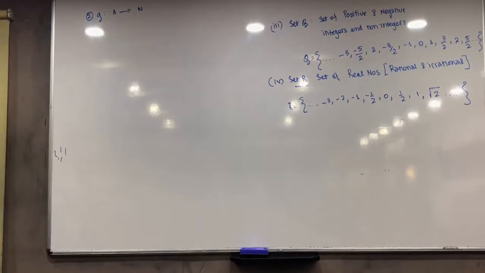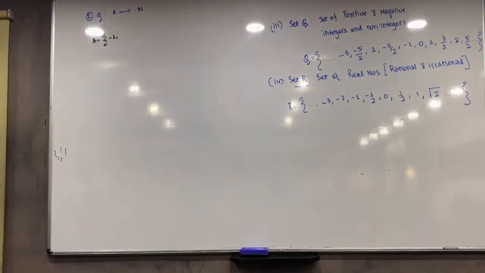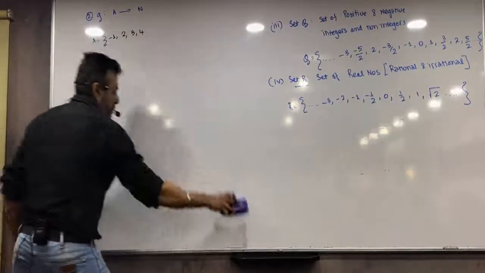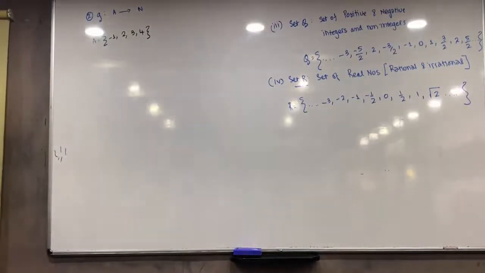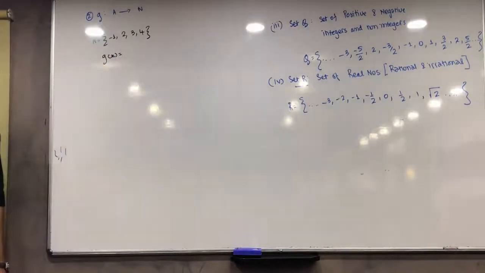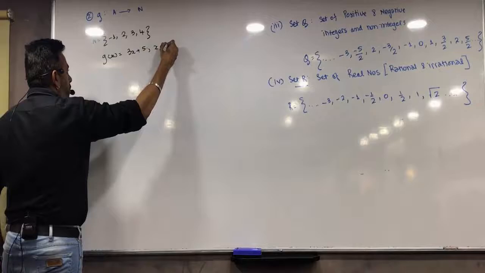Illustration 2. Function g. So g is a function from set A to set N. A is equal to {-1, 2, 3, 4}. g(x) = 3x + 5, x belongs to A.